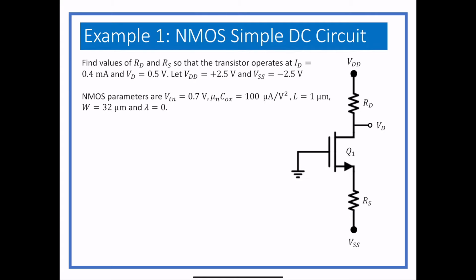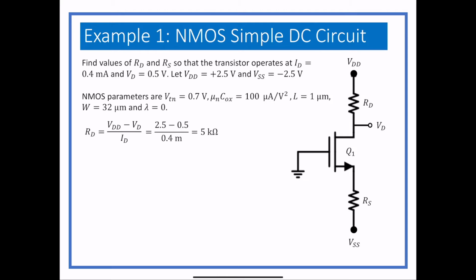So the easiest thing to start with is the value of RD, because we know the value of the voltage at the top, we know the value of the voltage at the bottom, and we know the current that's supposed to be going through there. So that will be the simplest thing to start with. RD is just going to be VDD minus VD divided by ID. So we're just going to use Ohm's law to find that value. So that one's done.